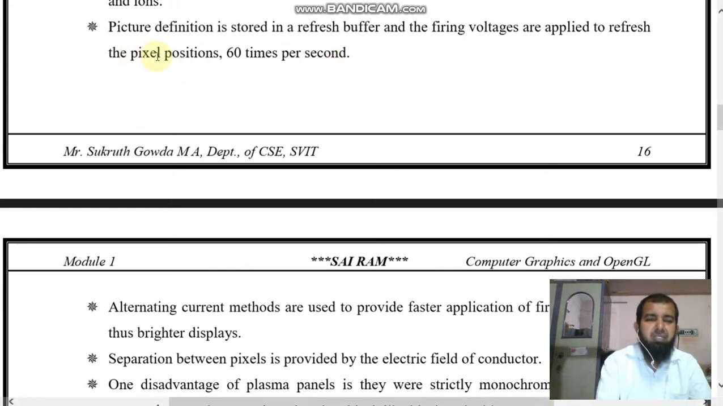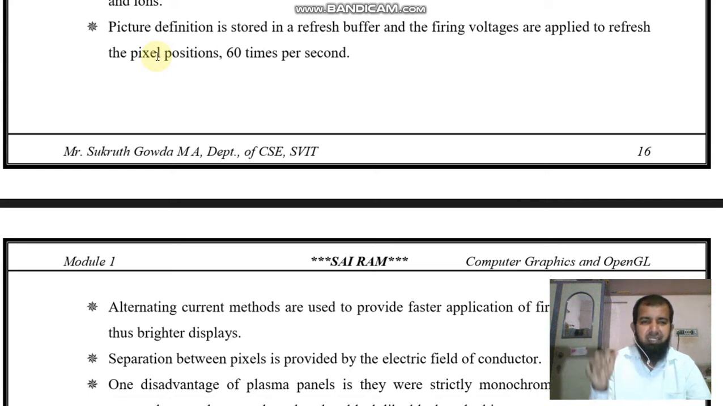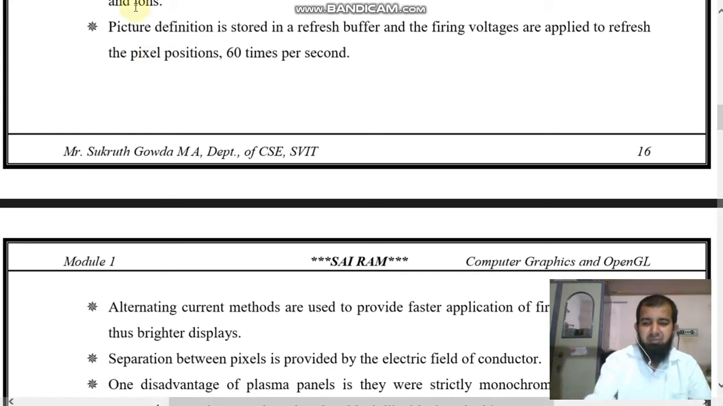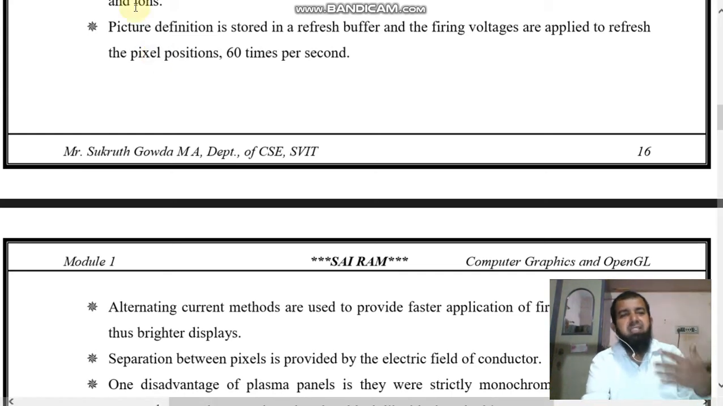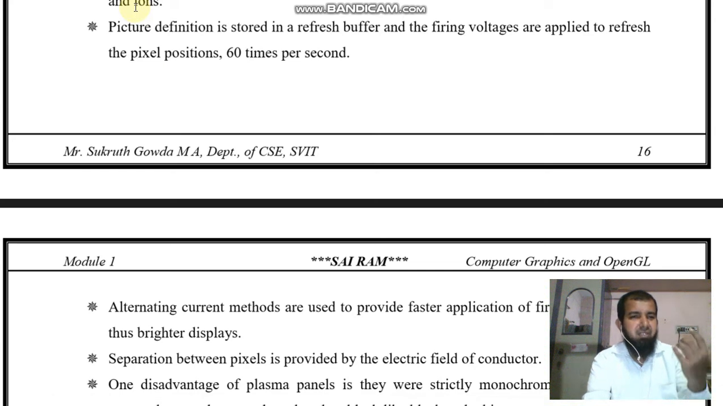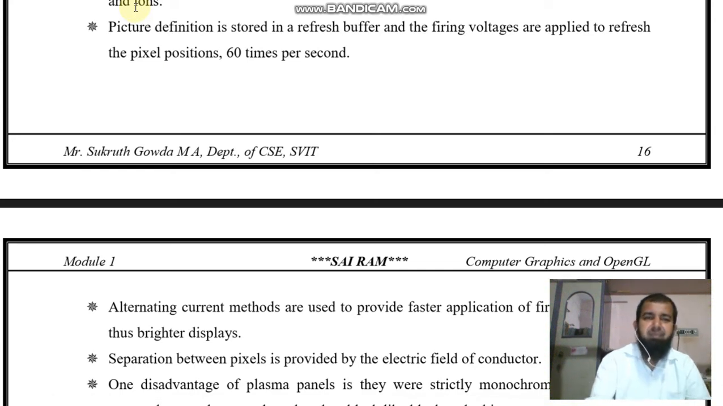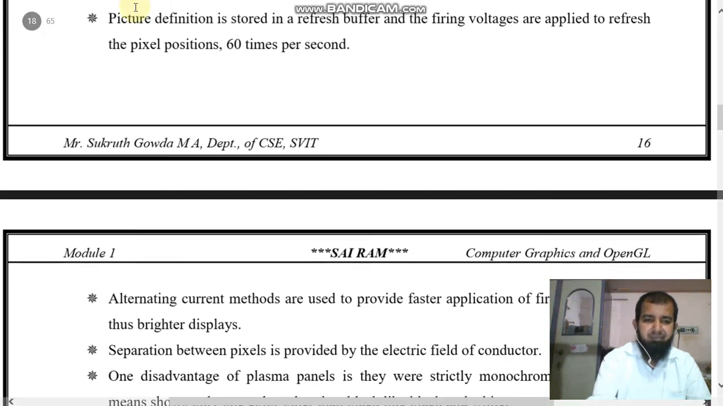Okay, so every picture contains what? Pixels. A picture contains many pixels. If there are more pixels, the clarity of the picture is good, but it consumes more memory. If there are fewer pixels, the clarity is less, and the memory consumption is also less.